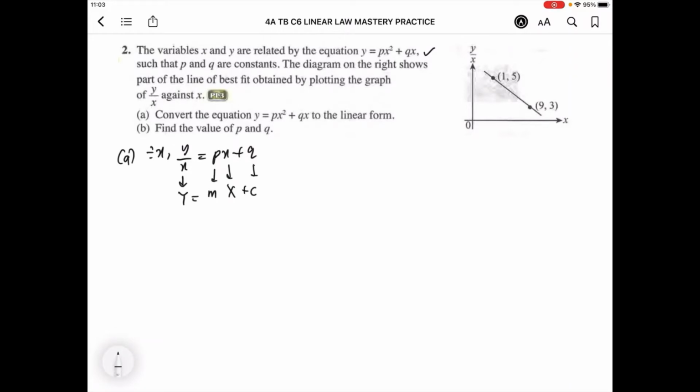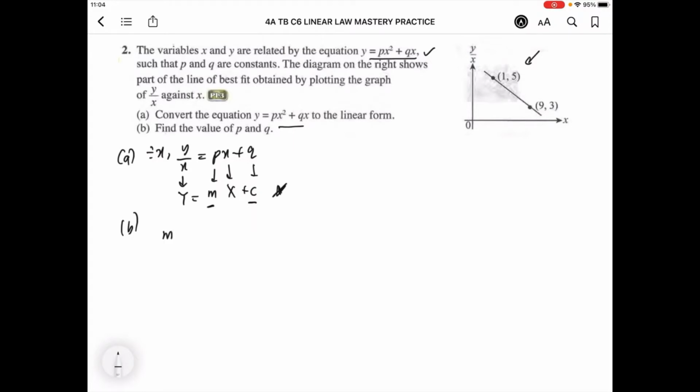So this is your linear form. B, find the value of p and q. Now actually there are 2 ways to do it. Number 1, you can find the gradient and y-intercept and then just compare them. Number 2, we can take this equation, form the equation of the straight line from here, rewrite it in the original equation and then compare. However, because the question already asks us to convert to linear form, it's actually easier to find the gradient and y-intercept from the graph and compare with the gradient and y-intercept that you got after converting it to linear form.